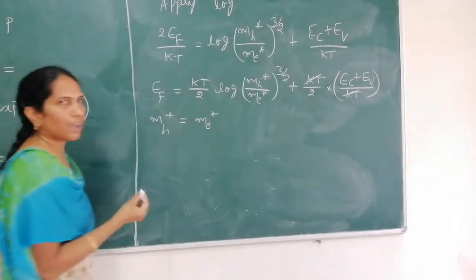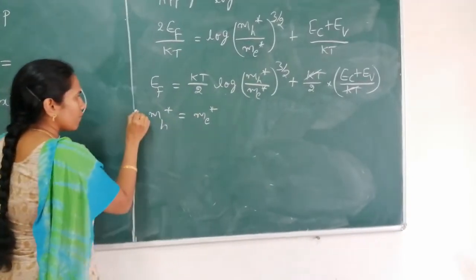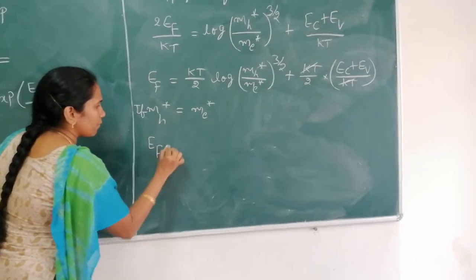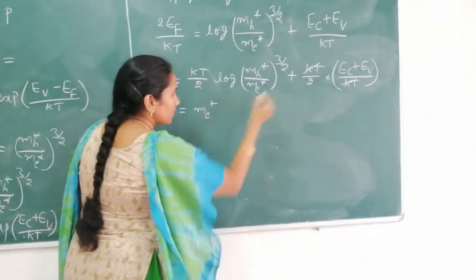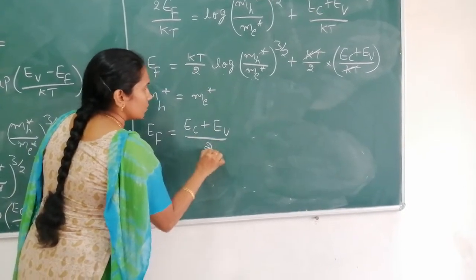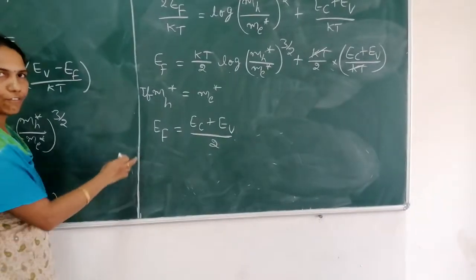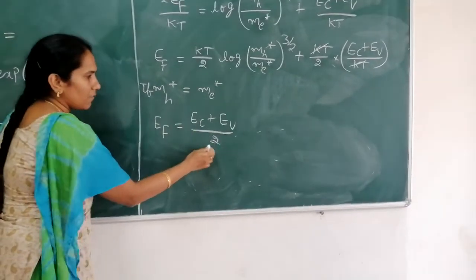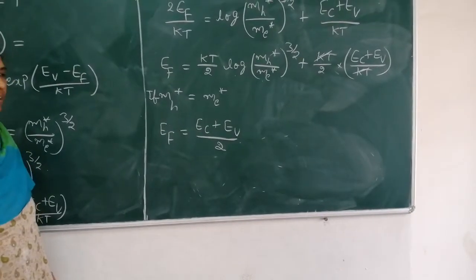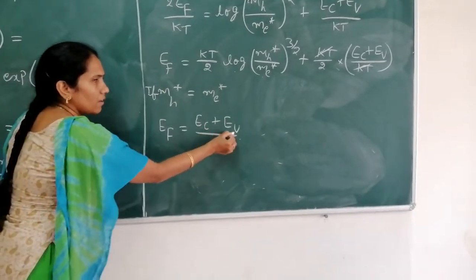Log 1, the value of log 1 is 0, so this first term becomes 0 if mh star is equal to me star. So the expression for EF becomes EF is equal to the second term, (EC plus EV) by 2, because here kT will get cancelled. The expression for EF we got is (EC plus EV) by 2. That means the Fermi level in intrinsic semiconductor lies exactly halfway between the conduction band and valence band.